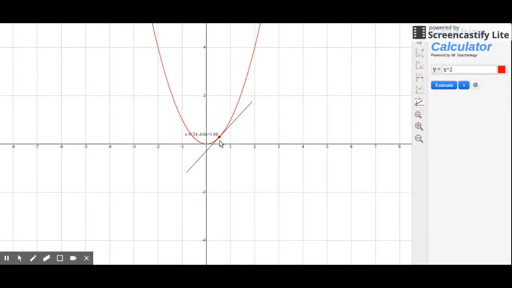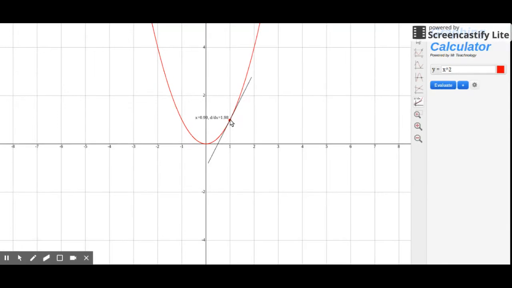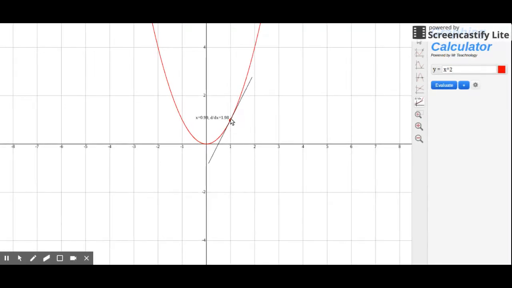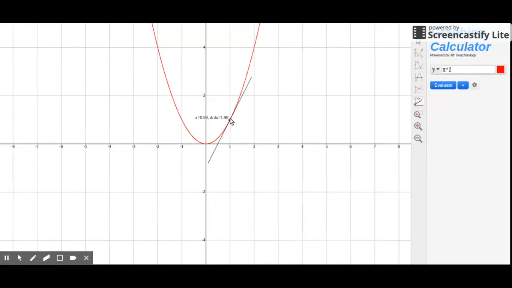Wait a minute, how could this be? No, we're at the point (1, 1). Never mind, I wrote down the point (1, 1), which is right about there. So at the point (1, 1), the slope should be, I mean, I know what the slope should be, but yeah, that's about right.